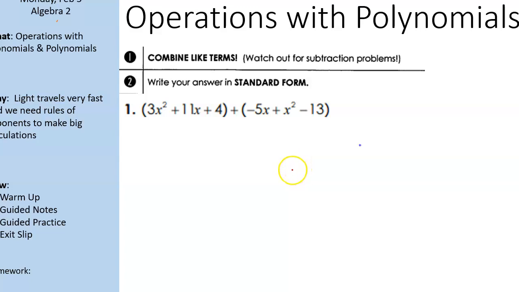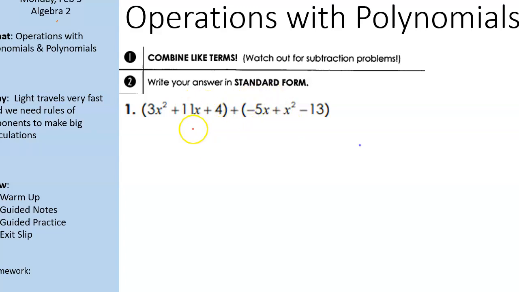Today we're going to do operations with polynomials in continuation of last week's lesson. So this first one, we're adding and subtracting polynomials. We're going to combine like terms. Make sure we watch out whenever we have a subtraction. If there's a minus sign in between those parentheses, you're going to subtract the second polynomial.